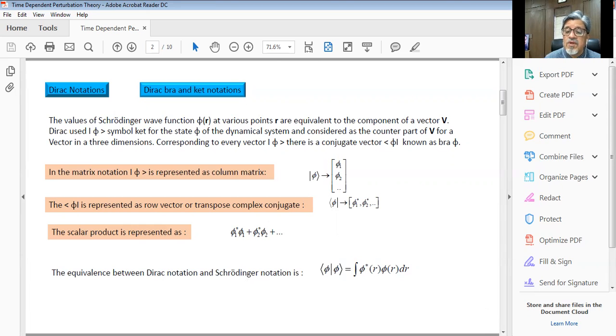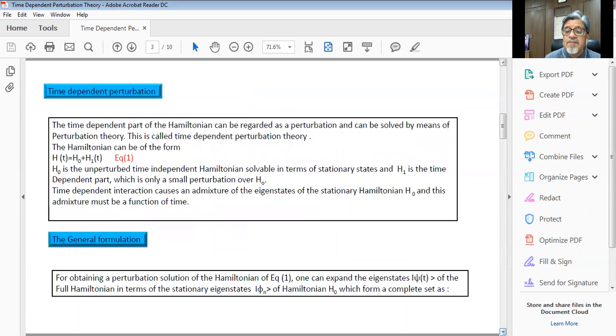Now we come to another slide. In this one, we are going to see how the time-dependent perturbation is formed. The time-dependent part of the Hamiltonian can be regarded as a perturbation and can be solved by means of perturbation theory. This is called time-dependent perturbation theory. The Hamiltonian can be of the form: there are two parts, one H1 and another H0. So H is a function of time, H0 plus H1(t), and that is known as equation number 1.